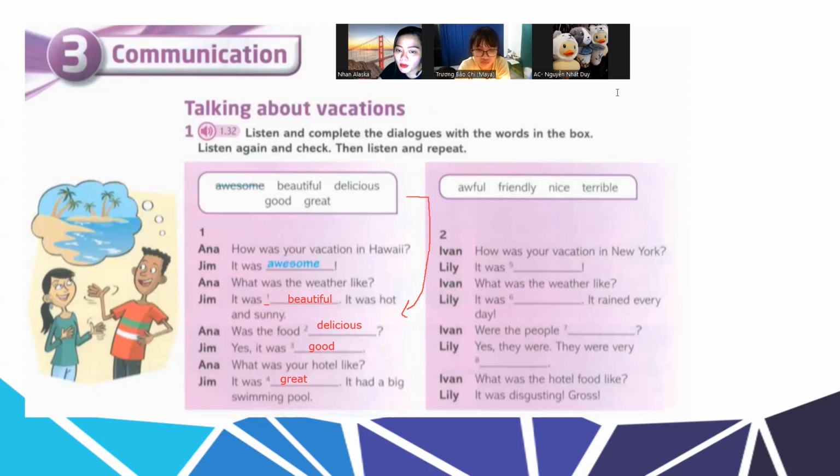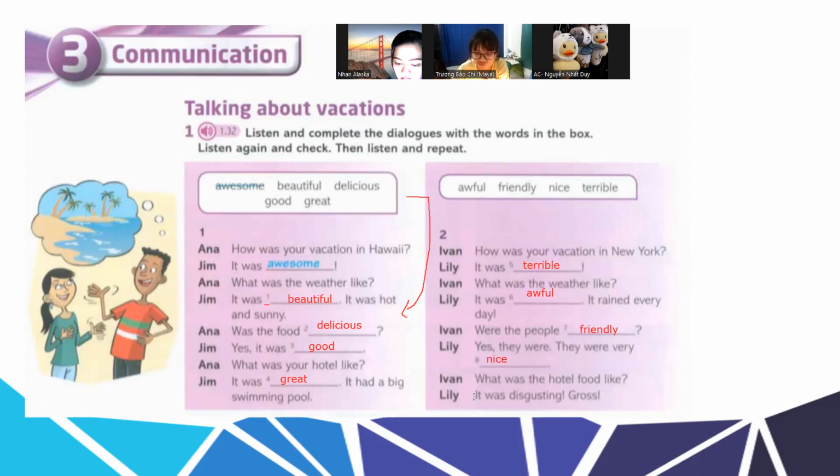So how about number five? Number five is it was terrible. Number six, it was awful. Was the people friendly? They were very nice.